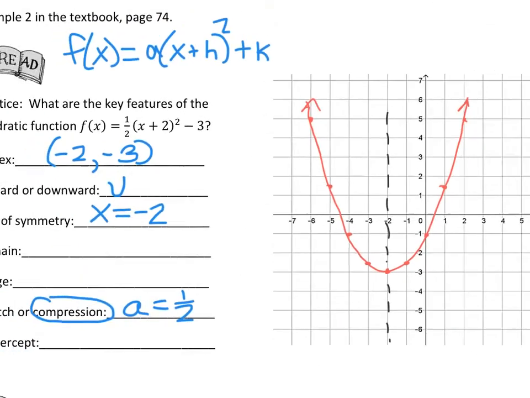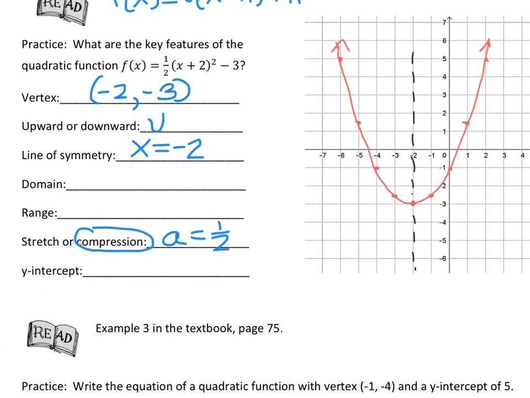All right, so now that we have our graph, let's finish up our key features. We can see here from our graph, the domain is unlimited. So you could write all real numbers, or a minimum of -infinity, maximum of +infinity. Our range does have a minimum, however, because of it being an upward facing parabola.